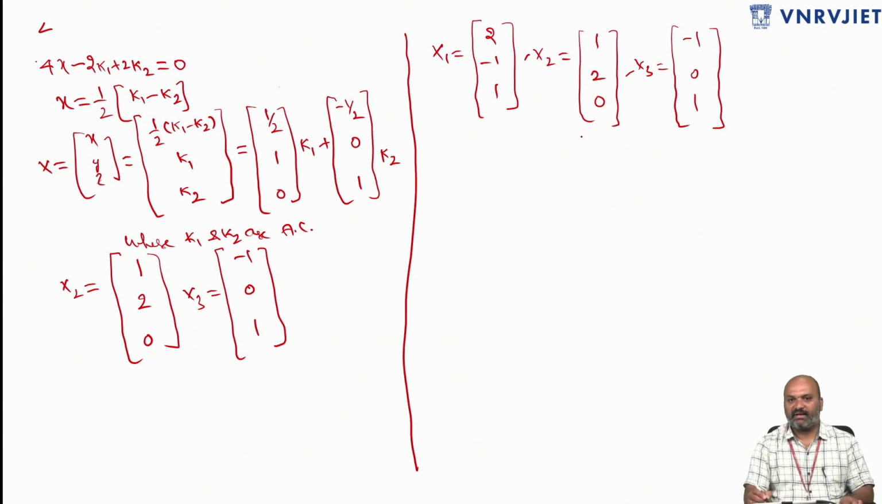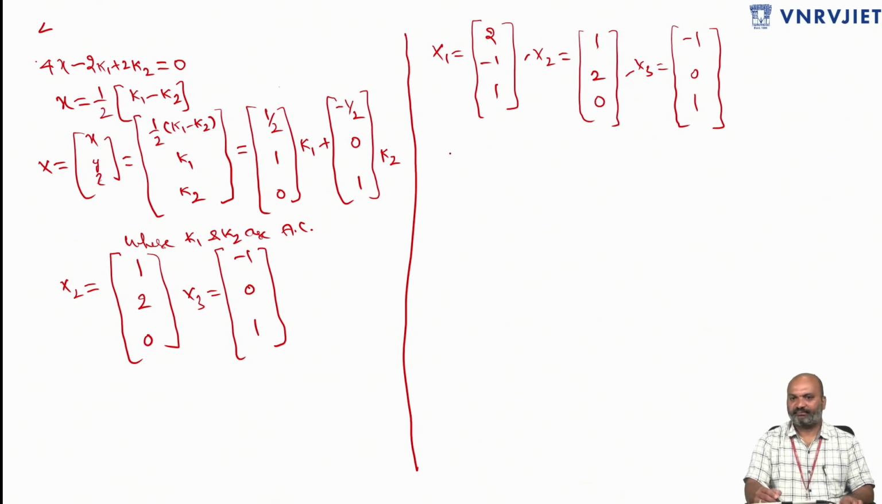So these two correspond to distinct eigenvalues. This corresponds to 8, this corresponds to 2. And this corresponds to 8 and this corresponds to 2. These two are pairwise orthogonal, definitely. But these two correspond to the same eigenvalue. These may not be pairwise orthogonal.